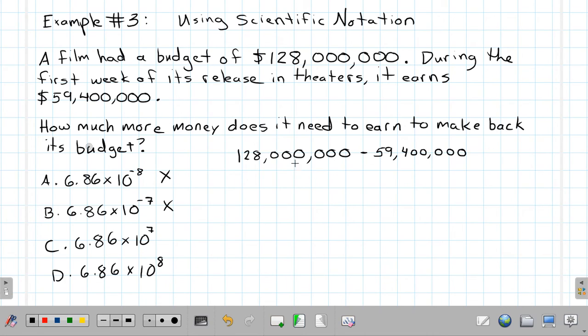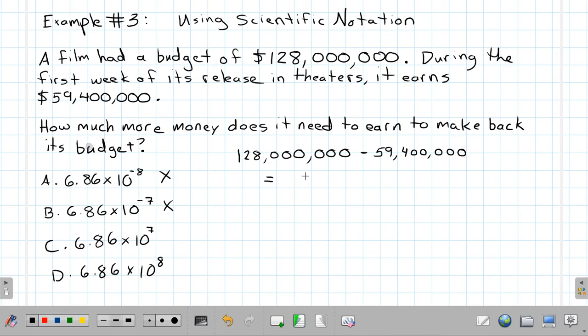So that way, that will tell us how much money they still need to make before their budget's going to be covered, okay? So once again, this is kind of like a common sense money type situation here. This is how much they used to make the movie. This is how much the movie made in the first week. So if we take the subtraction of those 2 numbers, that'll tell us how much more they need to make before the movie makes all of its money back, okay?